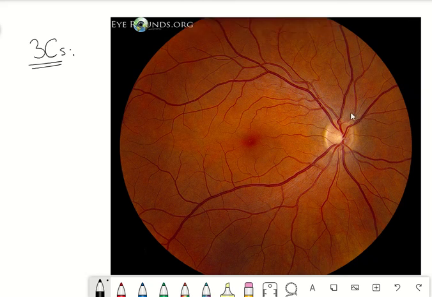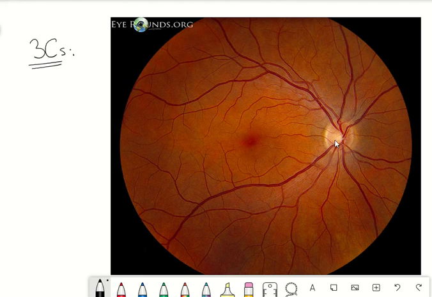Hi guys, so I'm going to guide you through what the normal fundus looks like and what the normal disc looks like as well. So this is a normal fundus from the right eye of a 35-year-old, and we know that's the right eye because the right optic disc is closer to the nasal side.